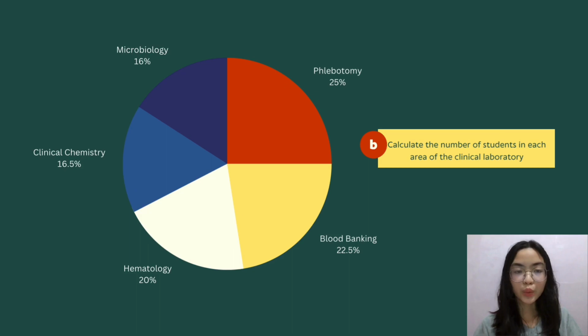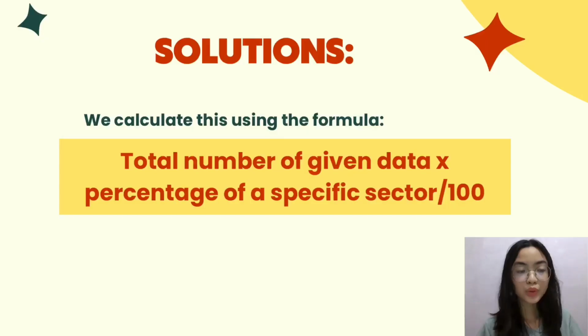Since we already know which area is the most favored by the students, we are left to wonder exactly how many students would want to intern in the different clinical laboratory areas. To determine this, let's calculate the number of students by multiplying the given number of students with the percentage of a specific laboratory area as shown in the chart and dividing it by 100.